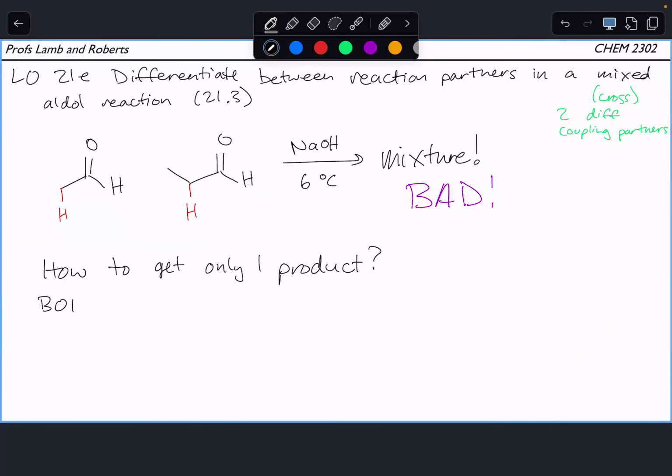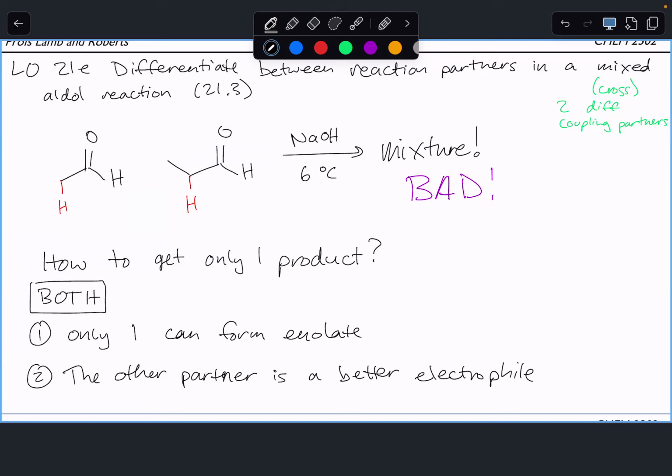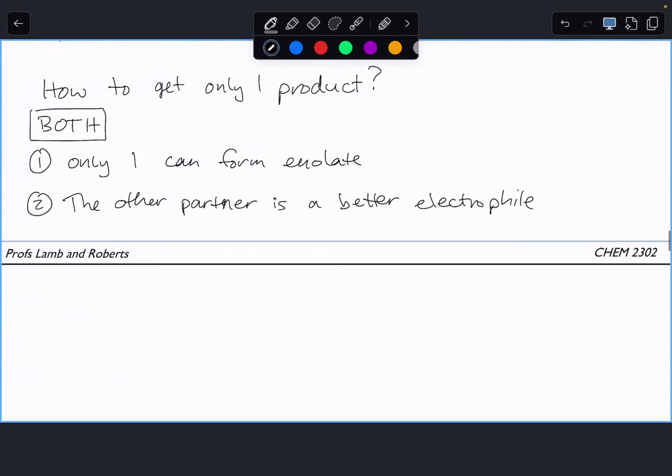So you need two conditions to be met. Both of these must be true. First, only one can form our enolate. If only one can form an enolate, you know what your nucleophile is going to be because it's the only one that can form the nucleophile. The second one, maybe a little bit trickier, is that the other partner, the one that can't form the enolate, is a better electrophile. Okay, so those are the two things that we need. So let me give you a couple of examples of how to make that be true.